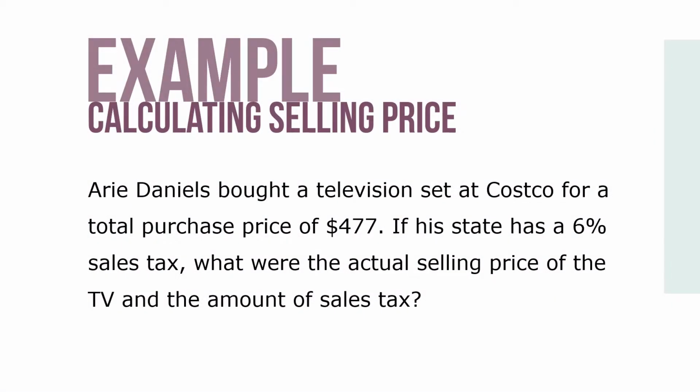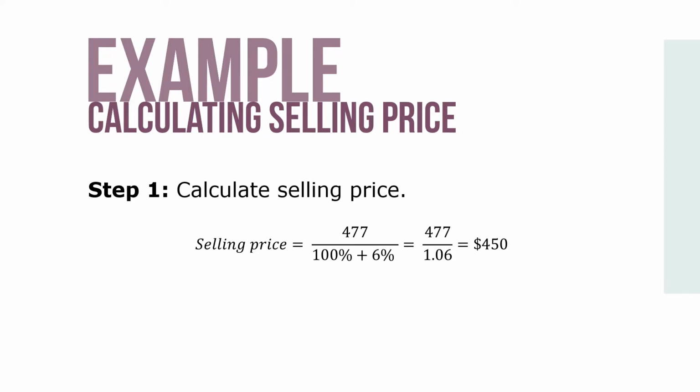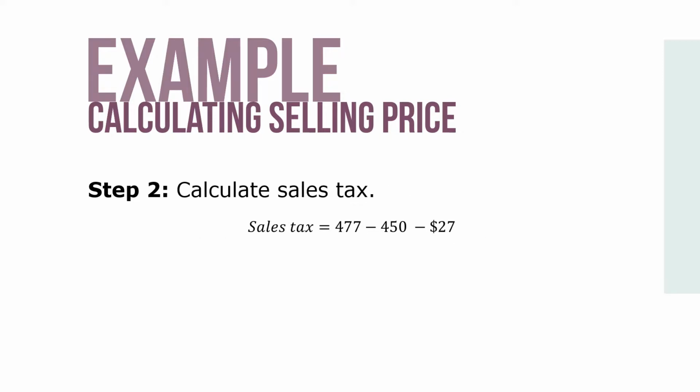Here's an example. Ari Daniels bought a television set at Costco for a total purchase price of $477. If his state has a 6% sales tax, what was the actual selling price of the TV and the amount of sales tax? Step 1. Calculate the selling price, which is equal to $477 divided by 100% plus 6%, which is equal to $450. Step 2. Calculate the sales tax, which equals $477 minus $450 for a total of $27 in sales tax.